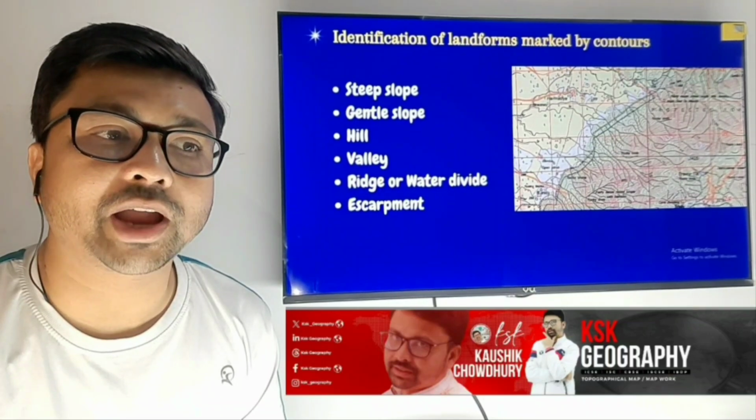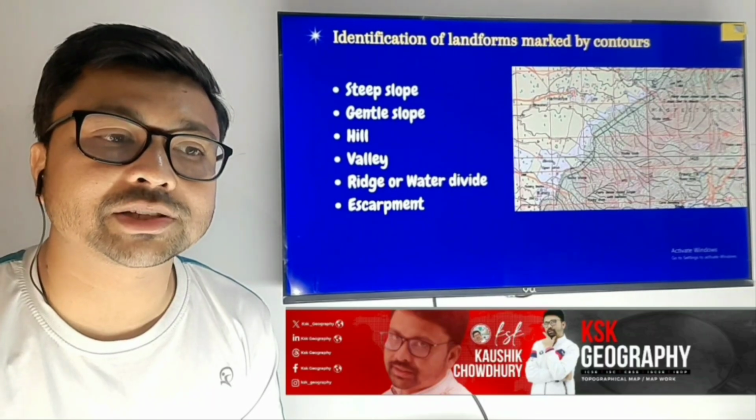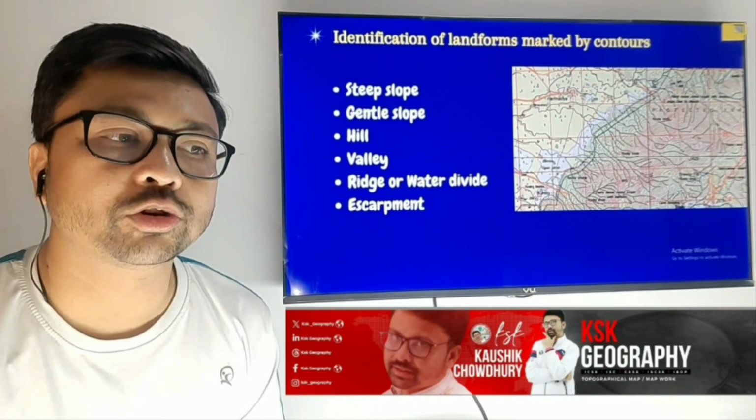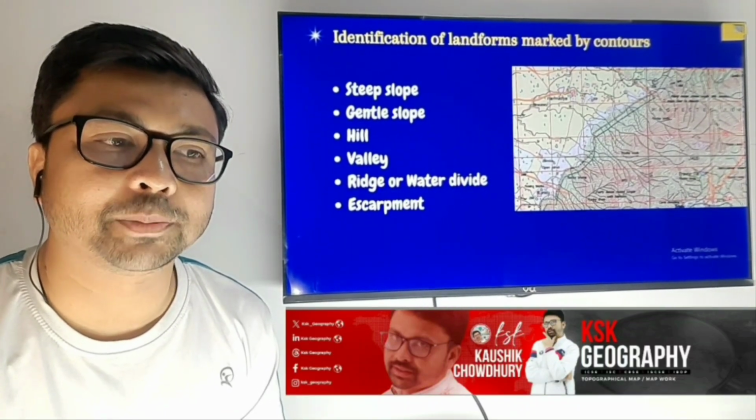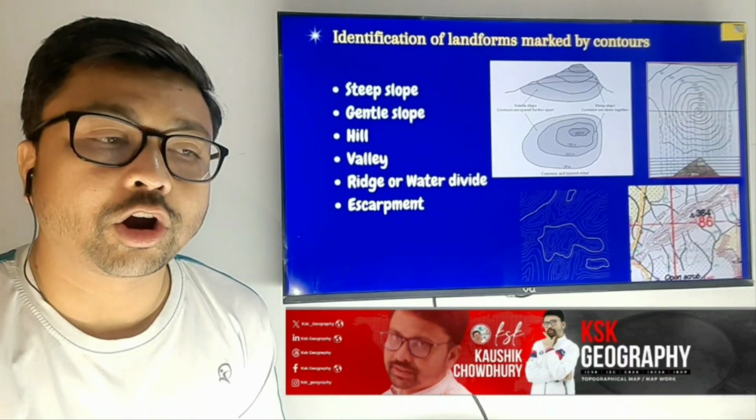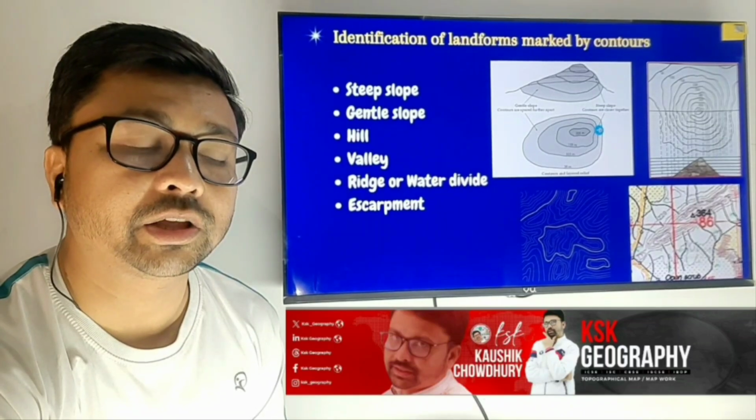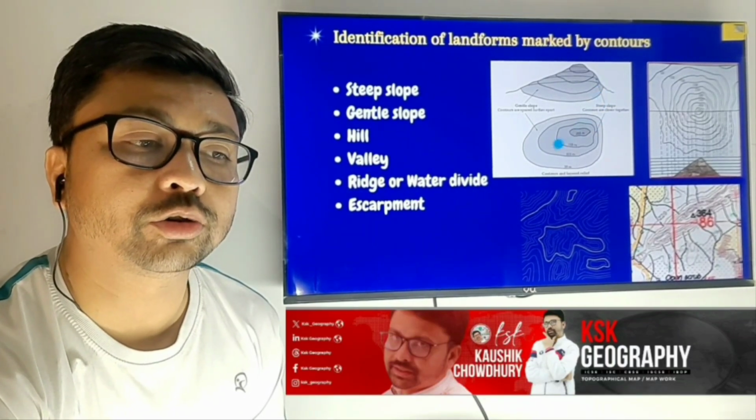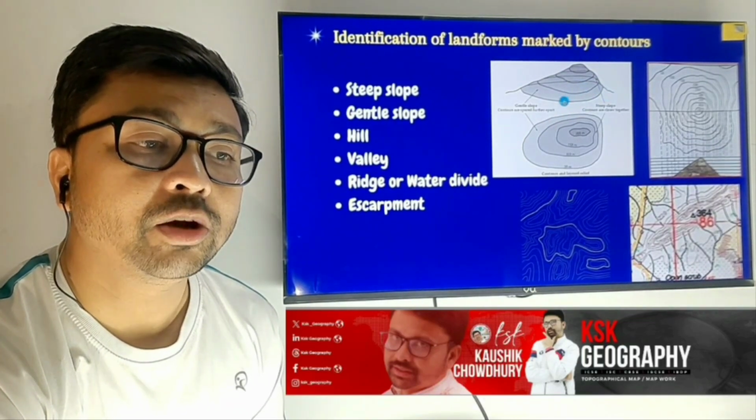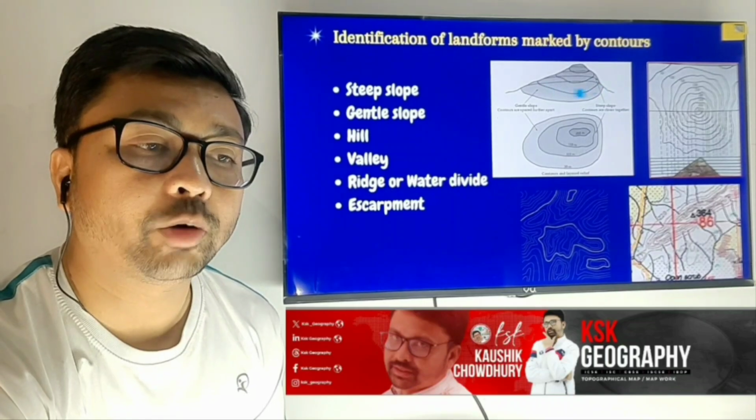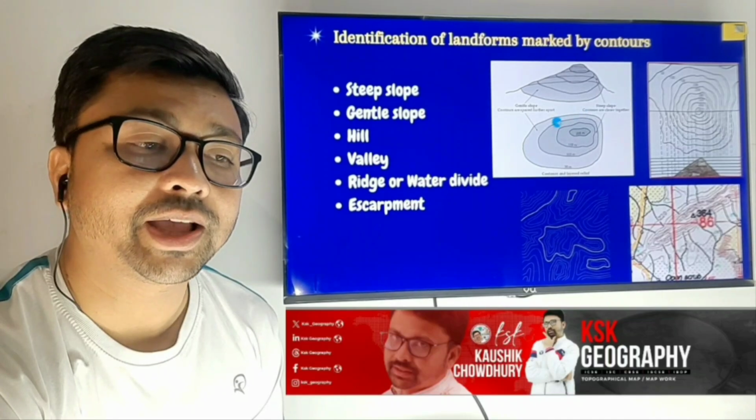Next, let's talk about the identification of landforms by the contour. From the contour pattern you will be able to understand the landforms. According to your syllabus, you need to do steep slope, gentle slope, hill, valley, ridge or water divide, and escarpment. How will we get them? You need to understand the contour pattern. Here you can see the first, where the contours are very close, it means steep slope, and when the contours are far away from each other, it means there will be a gentle slope. And when you see one landform where on one side there is a steep slope and on the other side a gentle slope, that time we will consider it an escarpment.